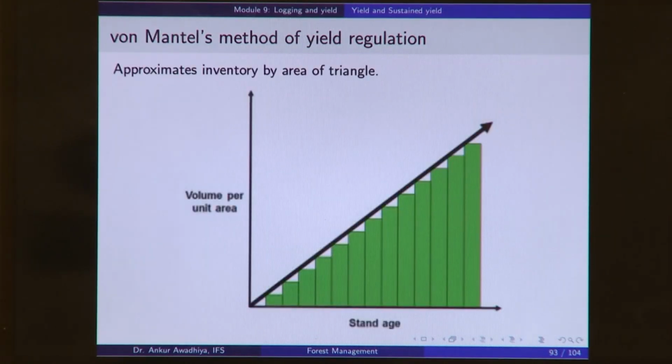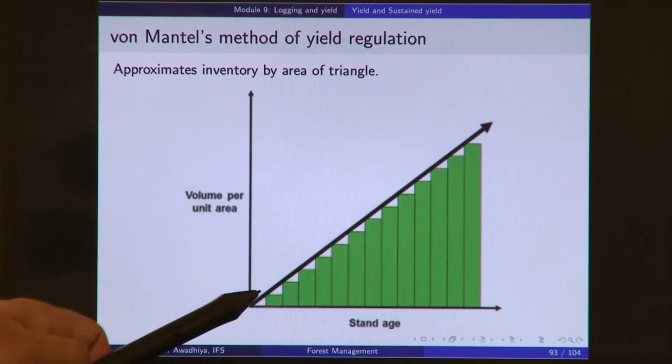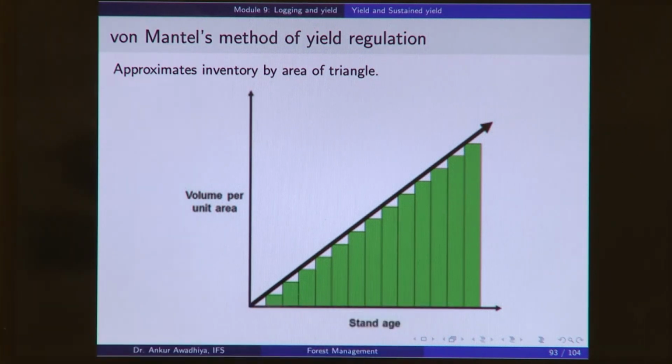Next, we come to von Mentel's method of yield regulation. This is one of the most highly used methods. It approximates the inventory by the area of a triangle. So, what it says is that if we look at the stand age for an even aged forest, and we look at volume per unit area, if the age of the stand is more, then these trees have gotten much more time to put up increment, and so their volume is more.